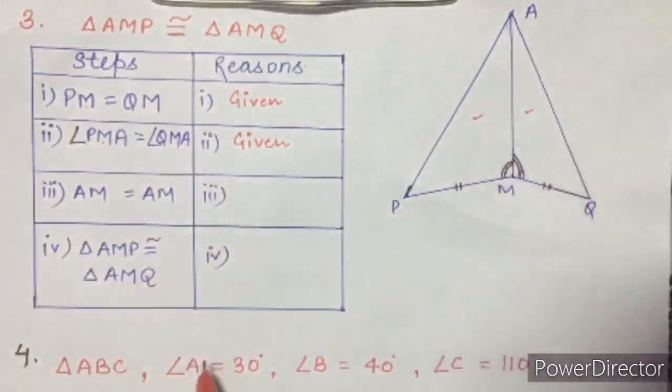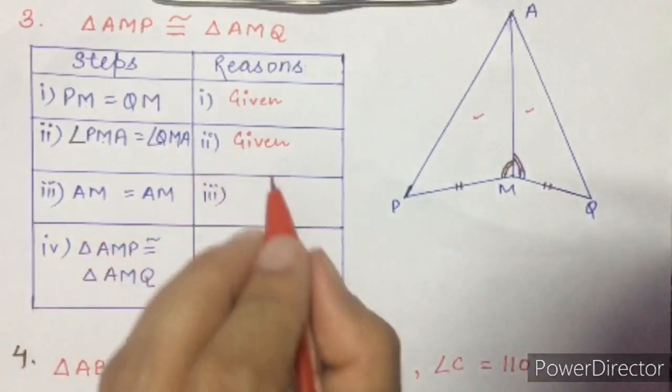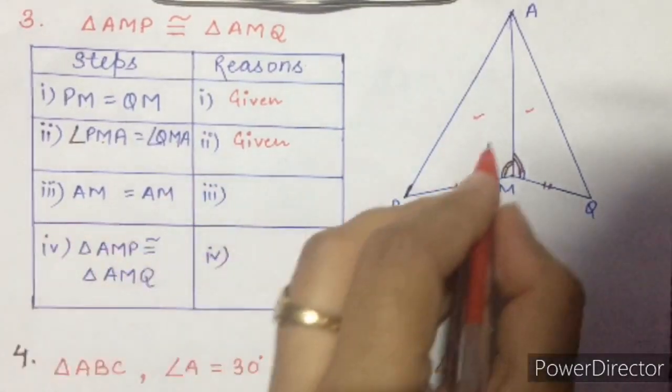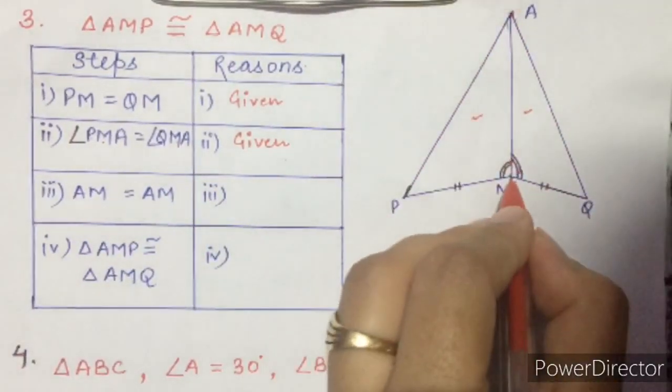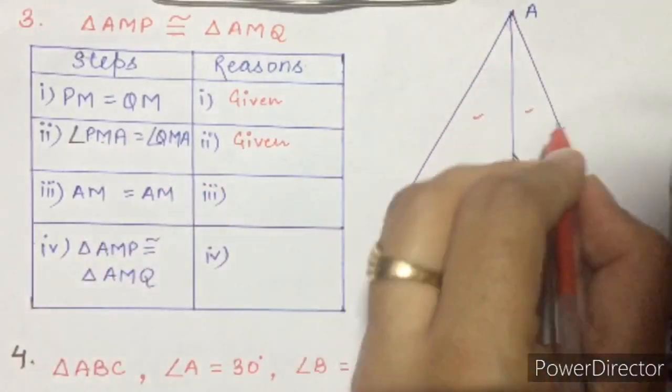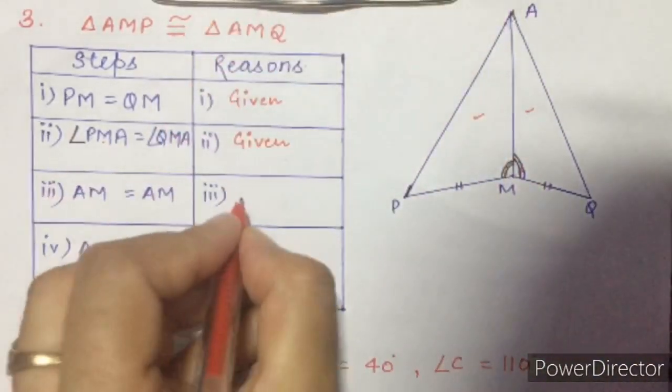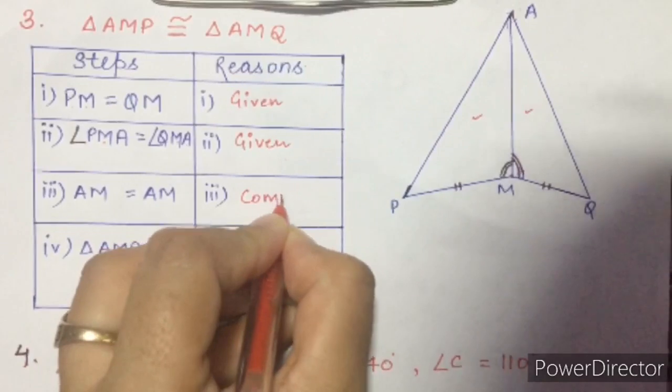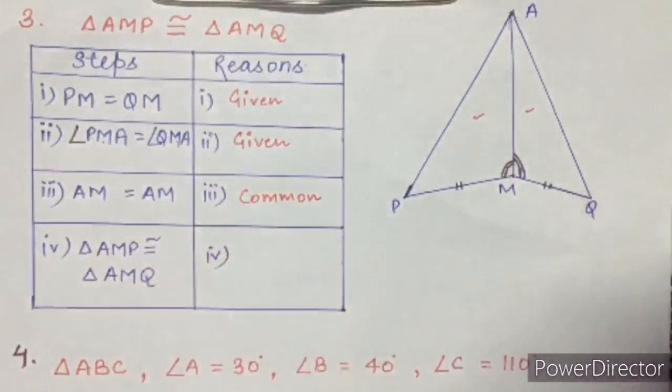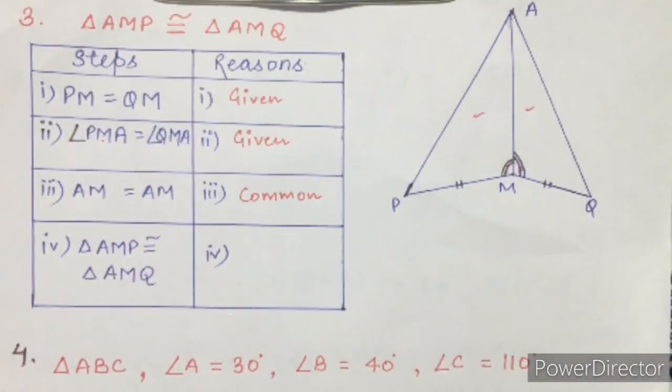So here also we will mention given. Now AM of this triangle, that means this straight line, is equal to AM of the other side. This AM is common to both. So what reason will we give? It is common to both. Or we can simply mention common.